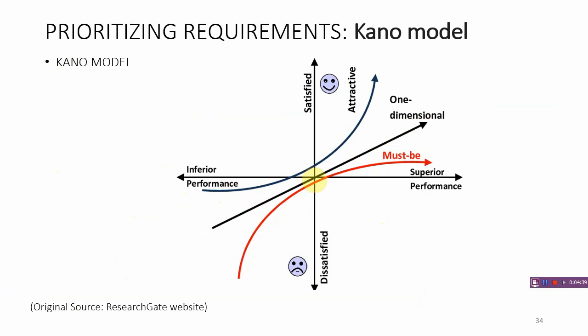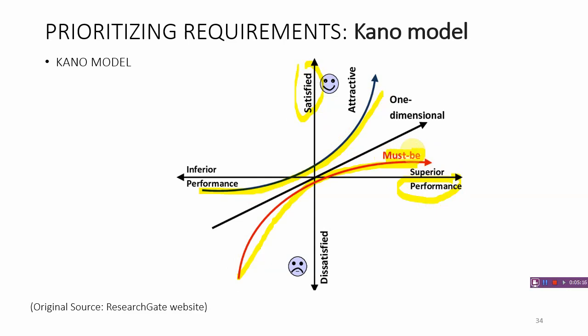This is a diagram for the Kano model. It identifies the non-linear relationship between the performance and the satisfaction of a customer. According to this Kano model, there are five different ways of customer satisfaction. Must-be attribute.